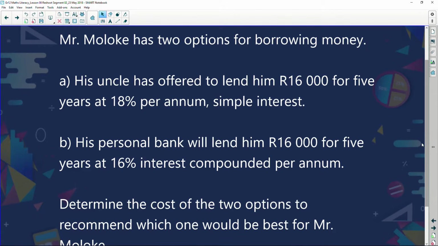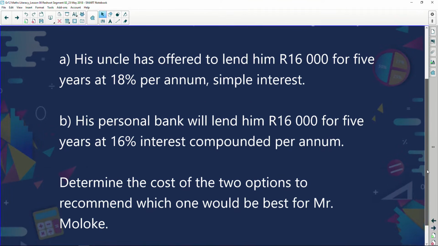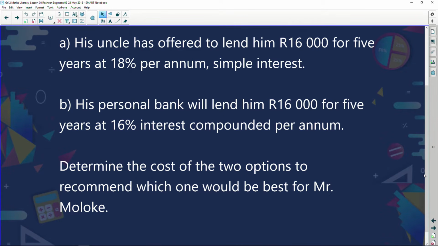Right, let's have a look at an example of compound and simple interest. Mr. Moleki has two options for borrowing some money. His uncle has offered to lend him 16,000 Rand for 5 years at 18% per annum simple interest. His personal bank will lend him 16,000 Rand also for the 5 years, but at 16% interest, compounded per annum. Determine the cost of the two to recommend which one would be best for Mr. Moleki.